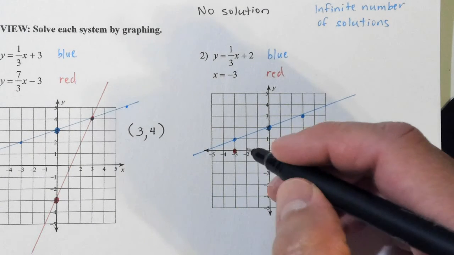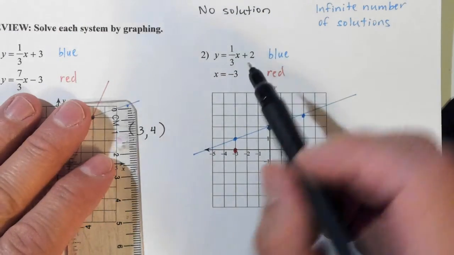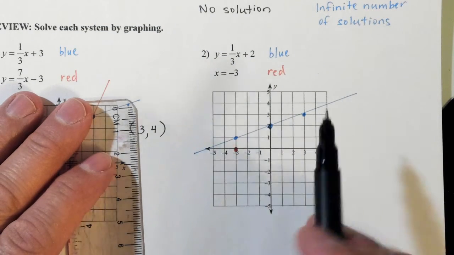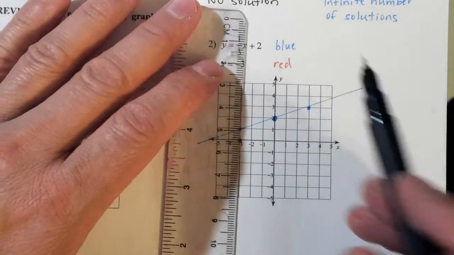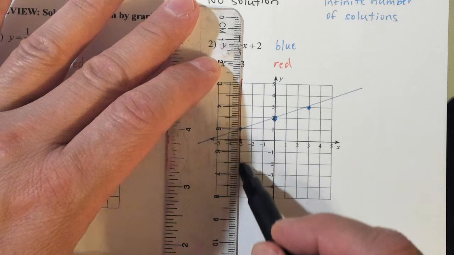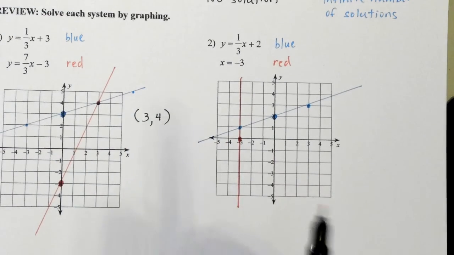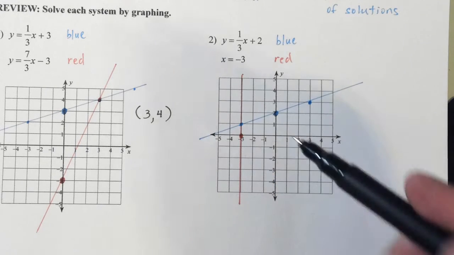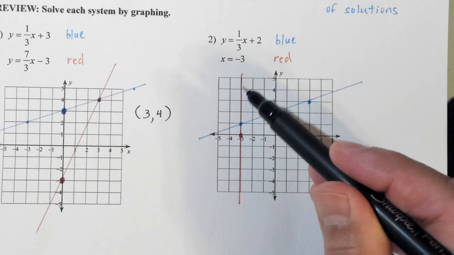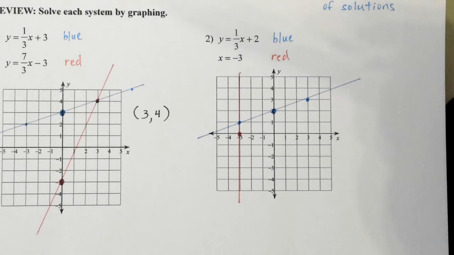And if you remember, hopefully you remember, you're going to get a vertical line. y equals a number will be a horizontal line. X equals will be a vertical line. And it's because every single point on that line, the x coordinate is -3. So x is -3 here, it's also -3 there, and there, and there. So where does x equal -3? Everywhere on this line. And that's why you get a vertical line.